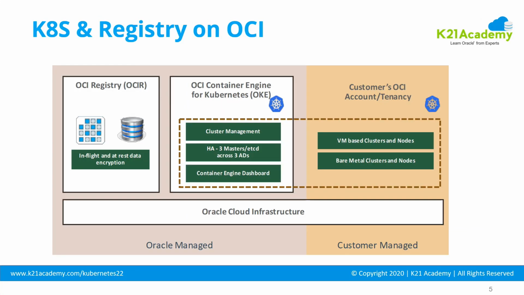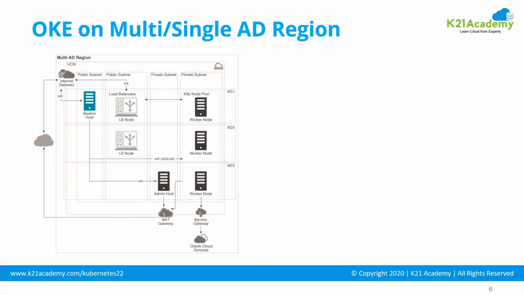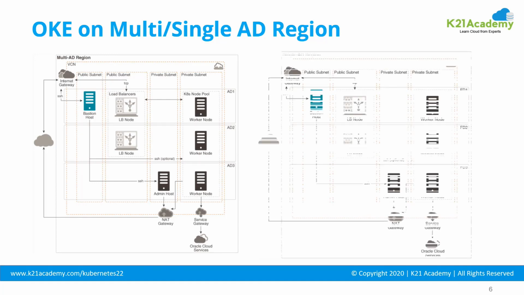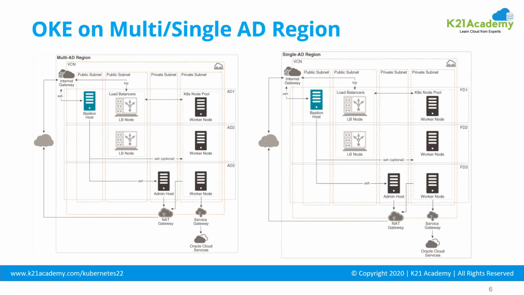And when you deploy Kubernetes on Oracle Cloud in a managed cloud manner, the registry to store images and the master node of the Kubernetes engine are managed by Oracle, whereas you as a customer will manage all the worker nodes. And depending on the region in which you're deploying your Oracle Kubernetes, you can deploy the worker nodes across availability domains, or if it's a single availability domain region, you can deploy the worker nodes across fault domains.